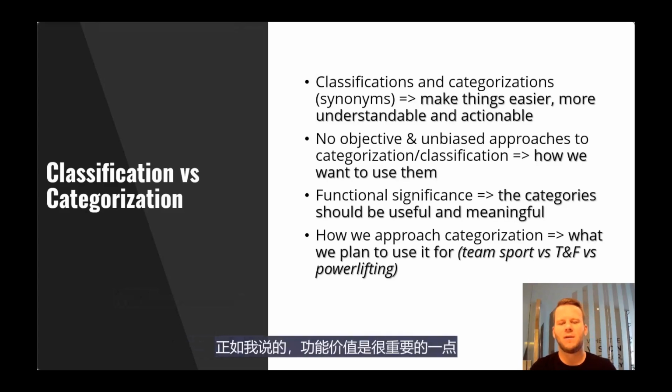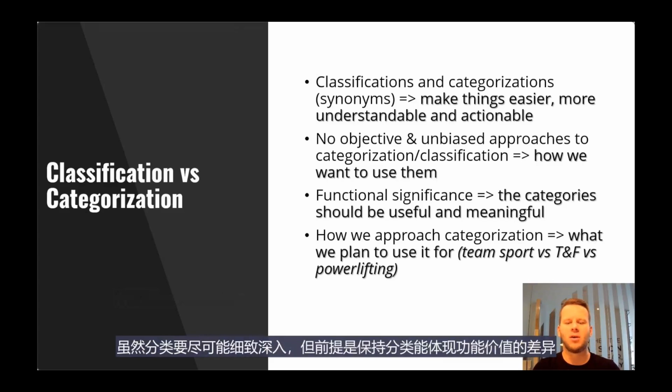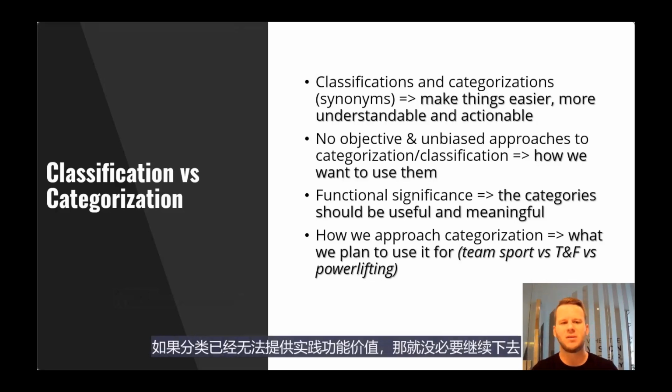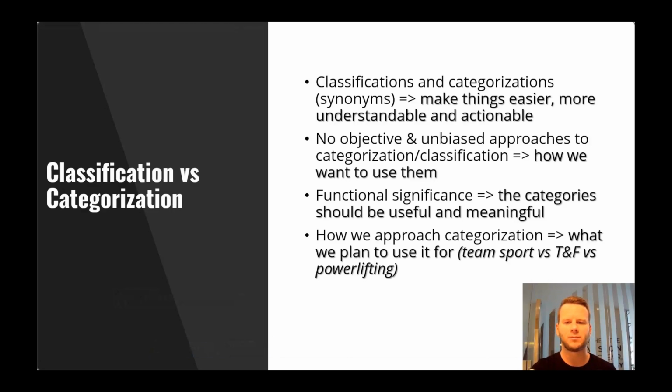As I said before, the functional significance part is very important. So you want to use the categories you have somehow. You need to go only as deep, or be as detailed, as still keeps the functional significance of the class or category you have. Once there is no functional significance, you stop categorizing. You don't need that category if it doesn't offer anything to you in practice. This will be easier to understand with the practical cases that we will talk about a little bit later.